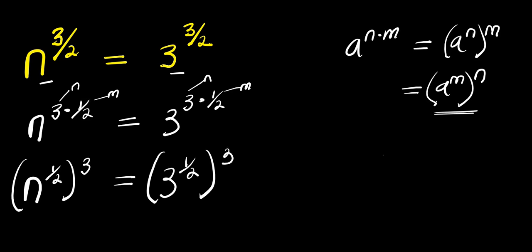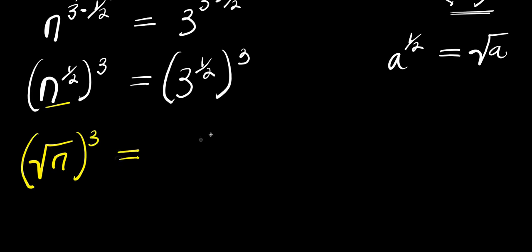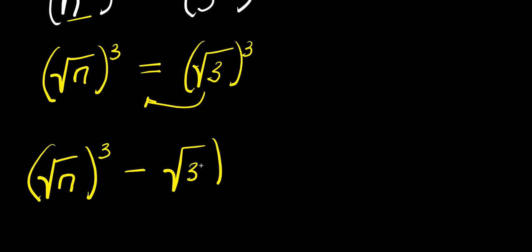Now, remember, if you have a power 1 over 2, it's just like writing square root of a. So this simply means we can have square root of n raised to the power of 3, and this also means we can have square root of 3 raised to the power of 3. So we move this over here, and we are going to have square root of n raised to the power of 3 minus square root of 3 raised to the power of 3, and this equals 0.